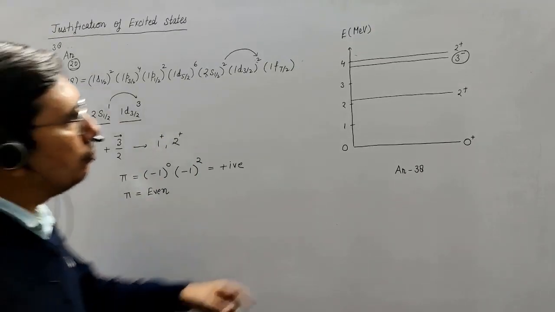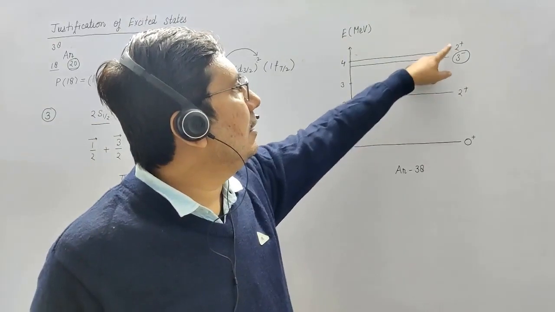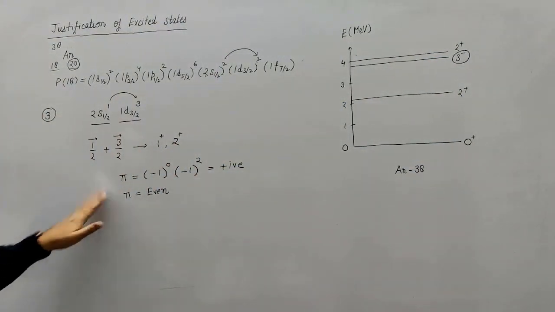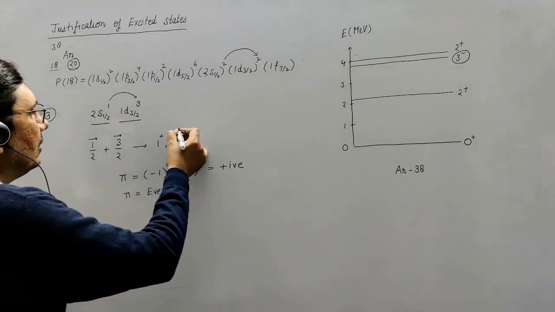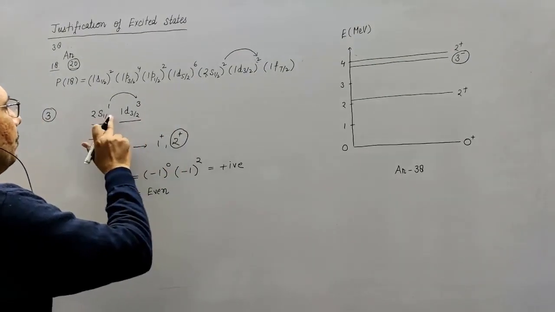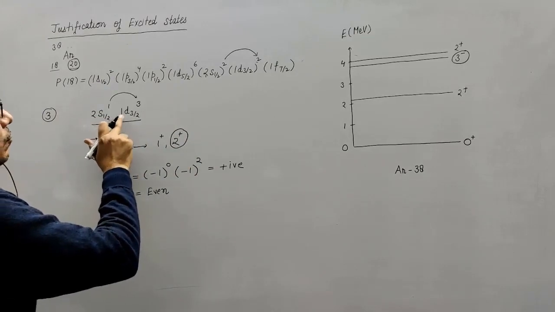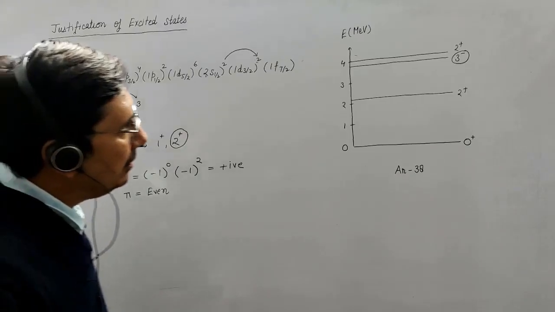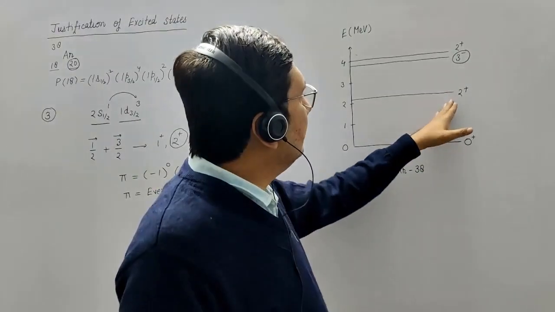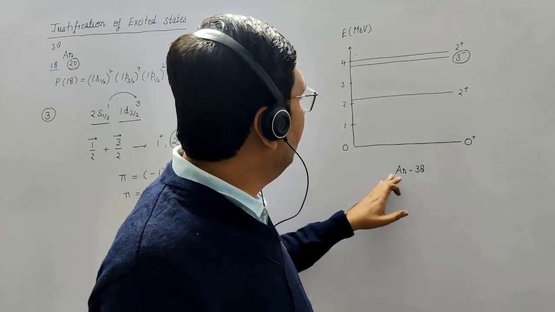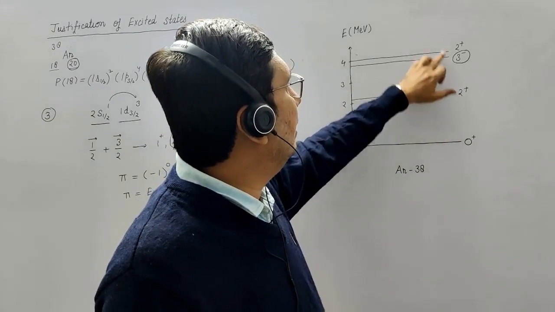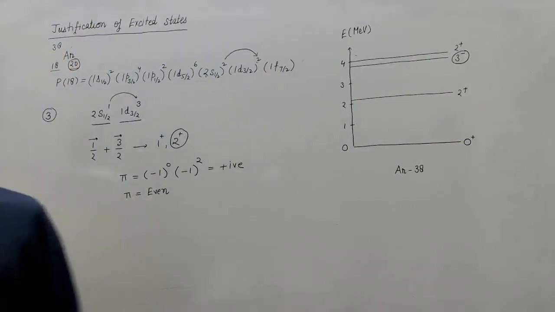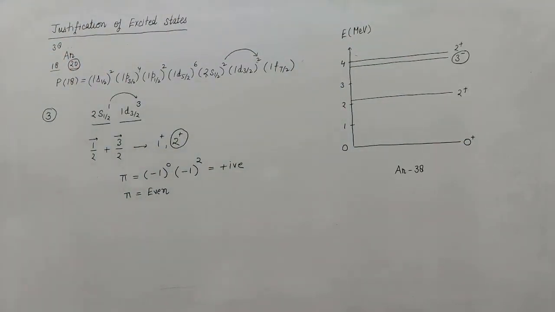Now we have 2 plus state here and 2 plus state here. Now the question arises, which one is this one? We get this 2 plus state if one of the protons jumps from 2s1/2 to 1d3/2. But in this energy level diagram for Ar-38, we have a 2 plus and here again a 2 plus. We have 2 energy states for which spin and parity is 2 plus. So which one is this one?